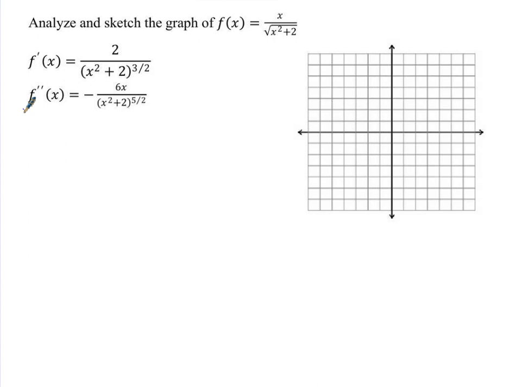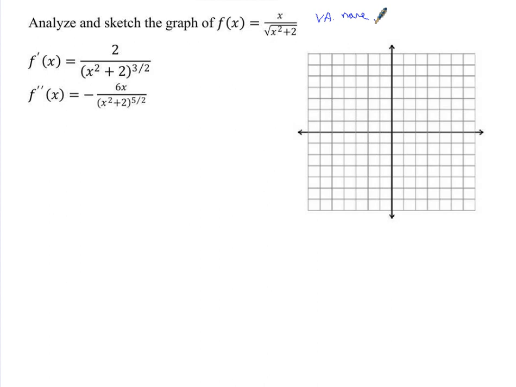So the first thing I do is look for vertical asymptotes. Is there ever going to be division by 0 here? No, because no matter what I do, I'm squaring a positive or a negative number, and then I'm adding 2. So even if I pick up a negative number or 0, nothing is going to give me division by 0. So I'll just write vertical asymptotes, none.